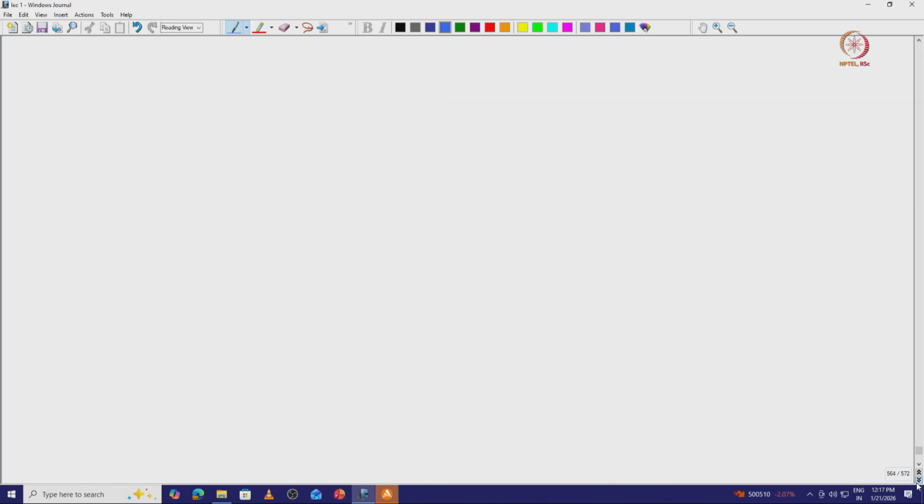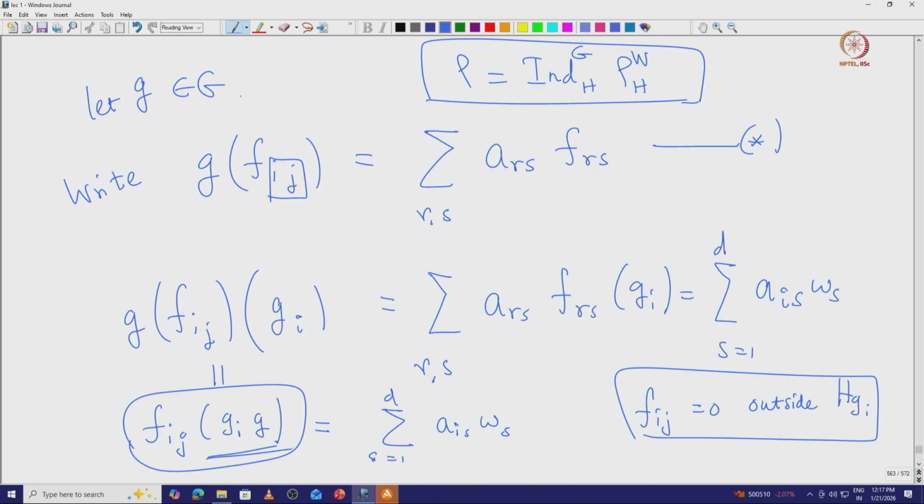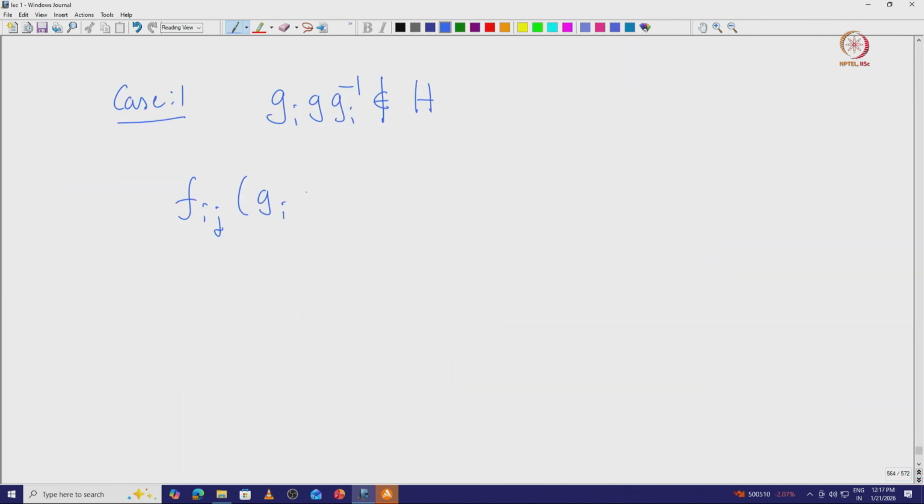So, we will have two cases. Case 1 is that gi inverse is not in H. In that case you can see that Fij under g, this term is going to be 0, and that gives that this is exactly equal to the sum of Ais Ws, s ranging from 1 to d, is 0.